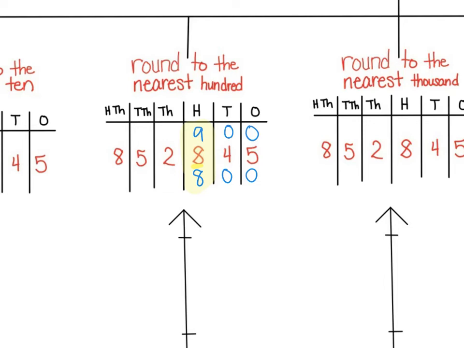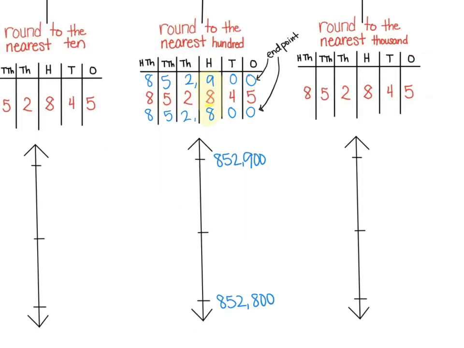Now, all of the numbers before that stay the same. So we will still have 852,000, no matter if it rounds up or down. Now we have our two endpoints, so let's put them on our vertical number line. 852,000 is our lower endpoint, and 852,900 is our upper endpoint.